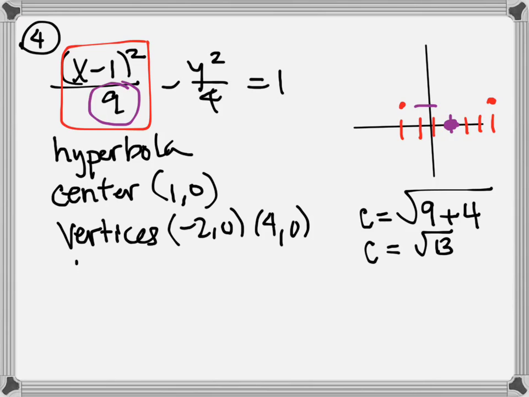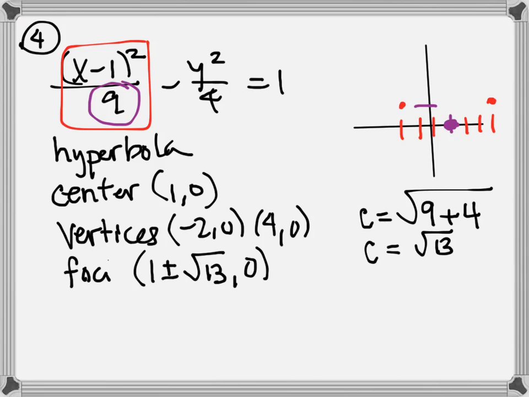So if I'm doing my foci, I can take the center value for x, which is 1, and then I can add or subtract that C value, which is square root of 13, to that particular coordinate of the point anyway.